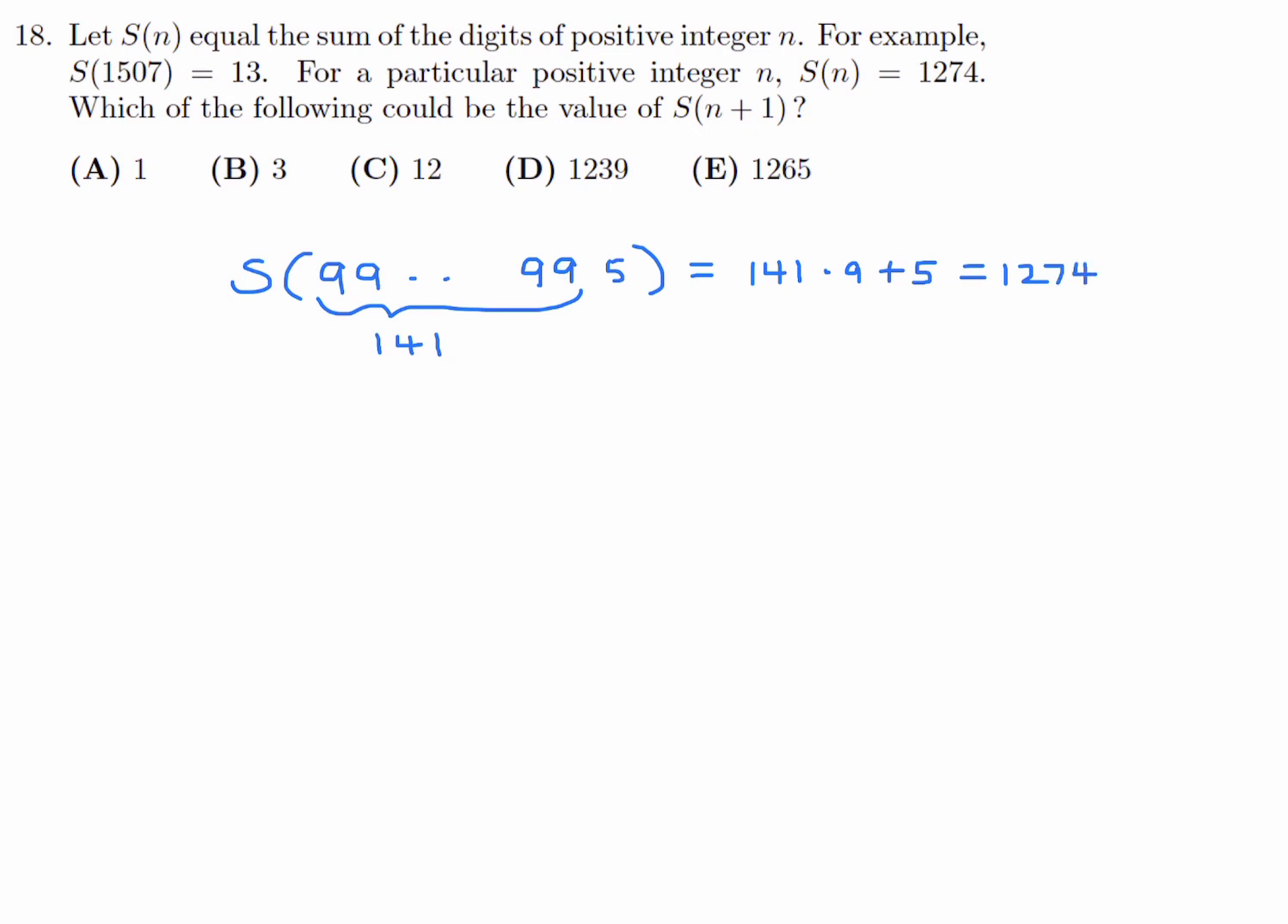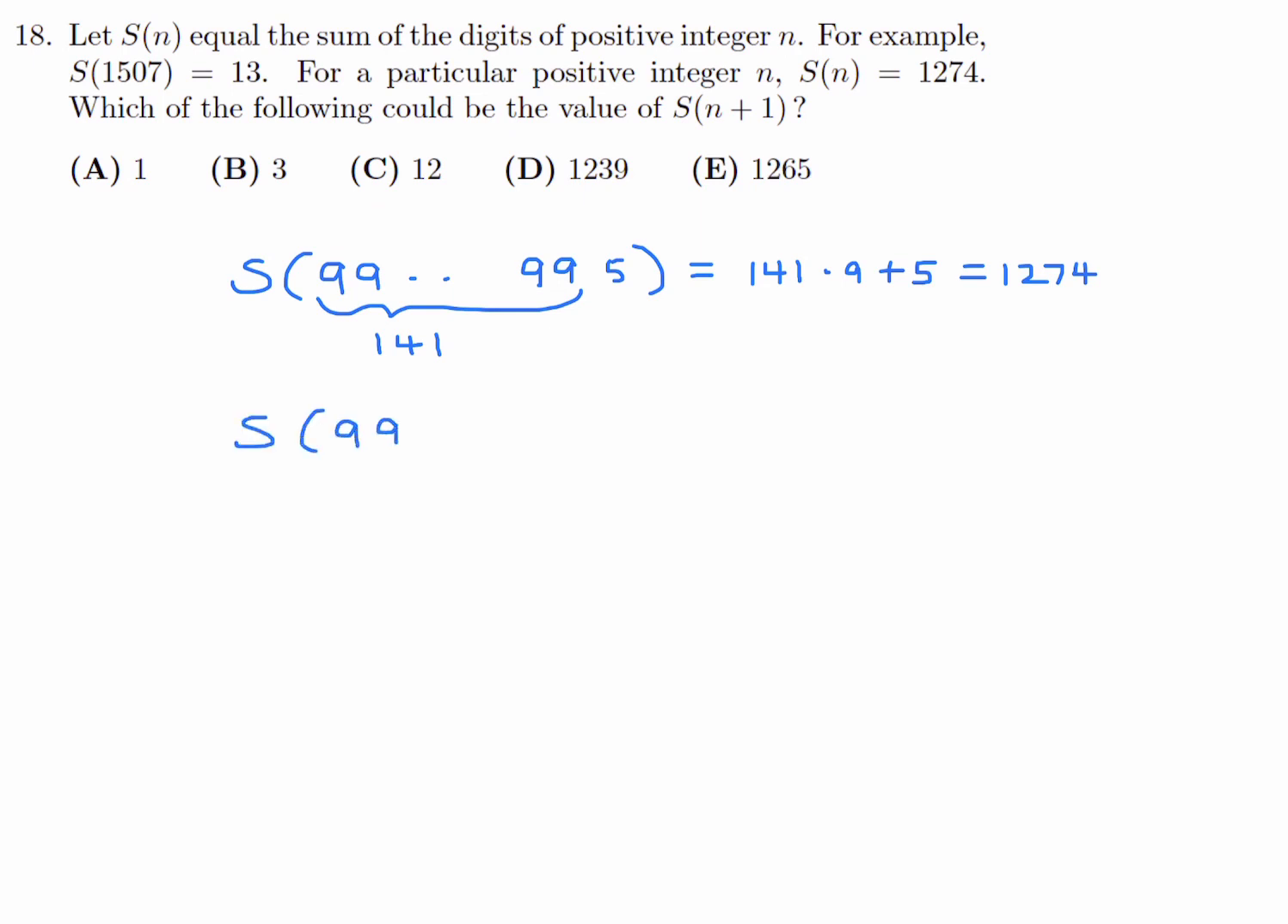So now what we have to do is play around with this in order to get s at n plus 1. If I just tack on a 1 and make this a 6, it's going to make this 1275, which is the simplest way, but 1275 is not one of the answer choices, so it's not going to be that easy, of course. So we have to fiddle around.